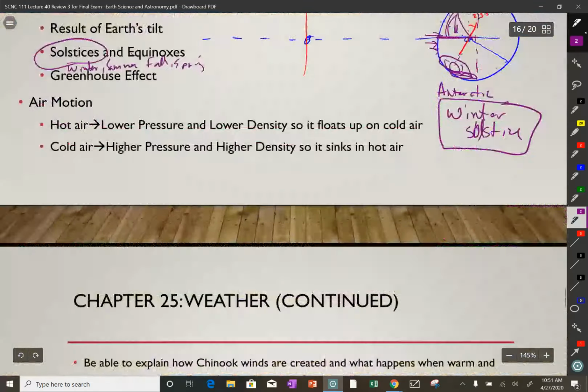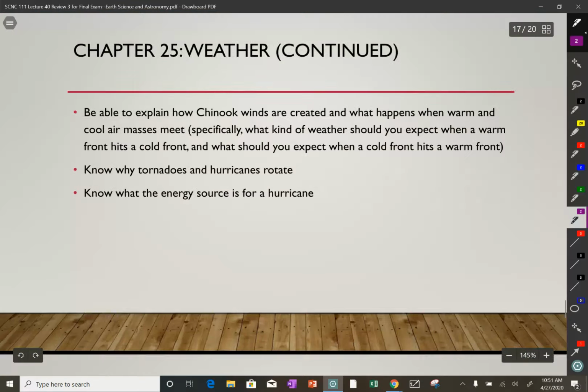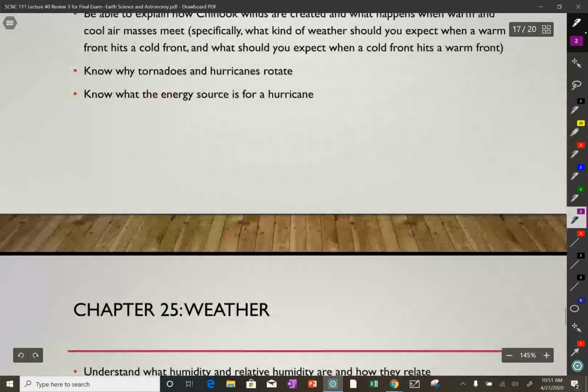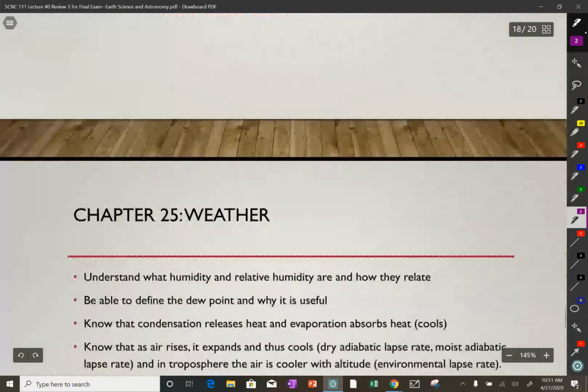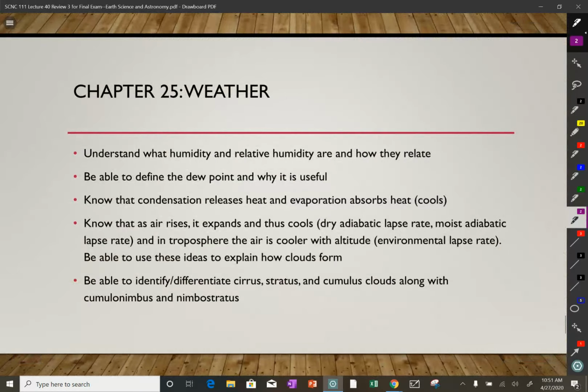Notice I put weather continued here. This is the first page of weather, hopefully. Oh, I have these out of order. This one here is supposed to be ahead of the other one.